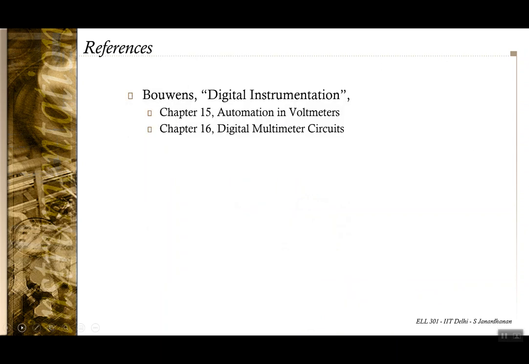So with that we come to the end of this particular lecture, and you can see chapters 15 and 16 of the book on digital instrumentation by Bowens, that is, automation in voltmeters and digital multimeter circuits.